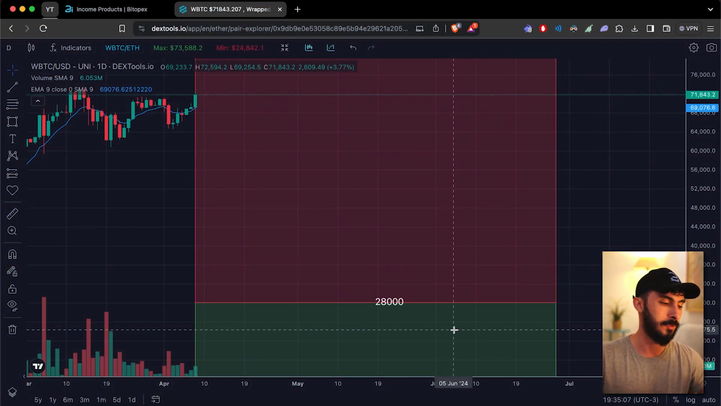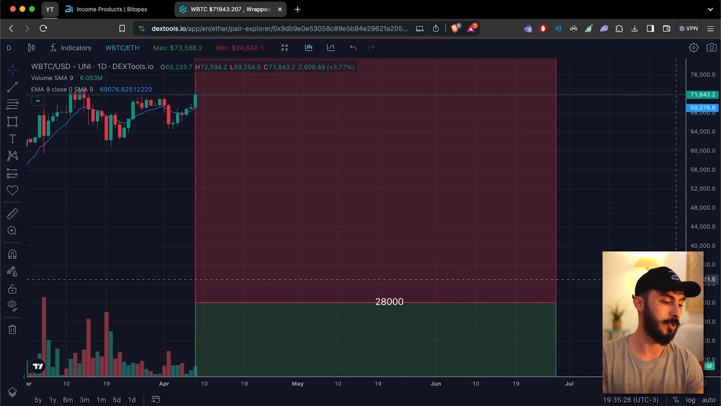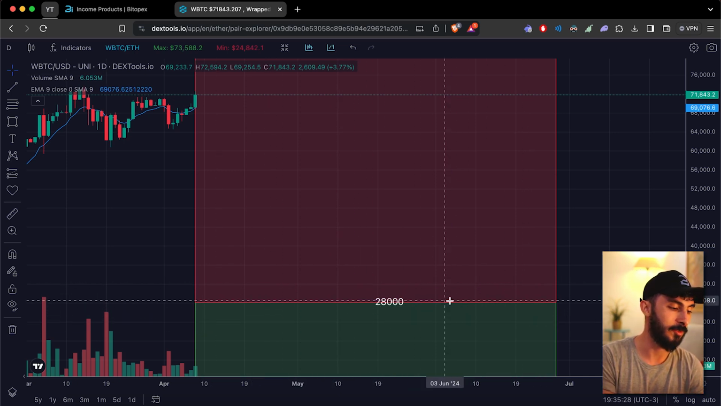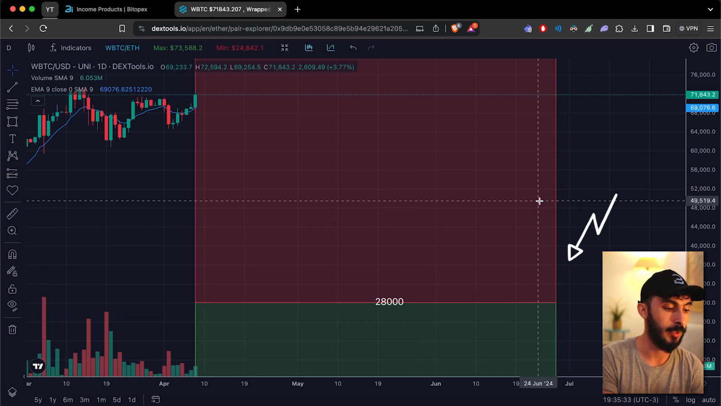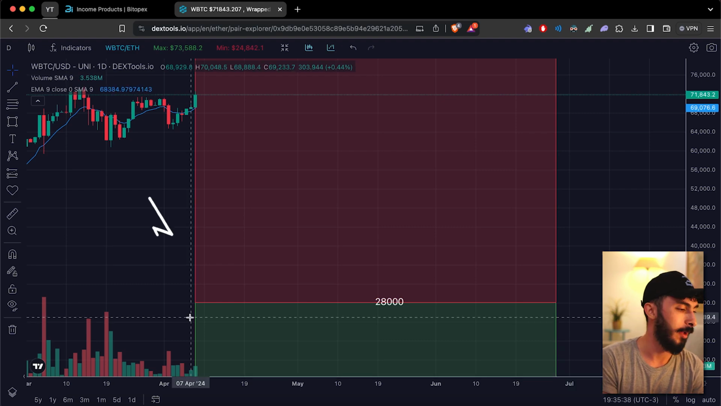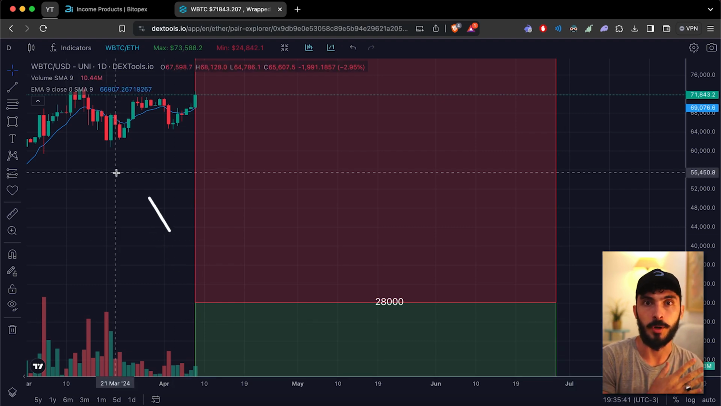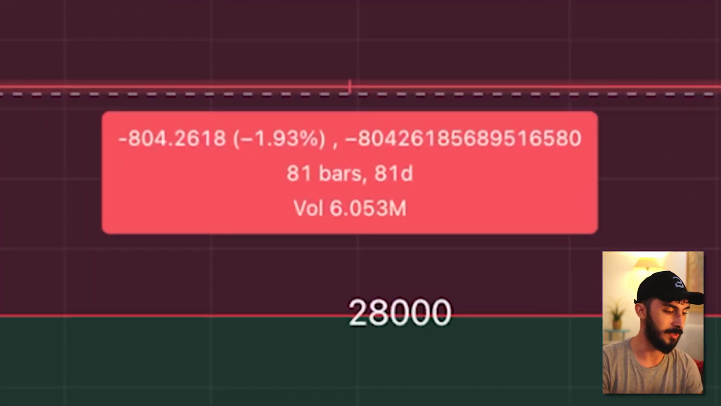What you're seeing is the red now is above and the green is below, the opposite of what we just saw in the last one, because this is a put spread. The put spread is bearish, so we want the underlying asset to go down below a certain strike. So the strike here that we chose is $28,000, as we showed before. So this line right here is $28,000, and here is where the 28th of June ends. So this is the 28th of June, the expiration date. And here is the current day that we are. So we have 81 days to go for this strategy.